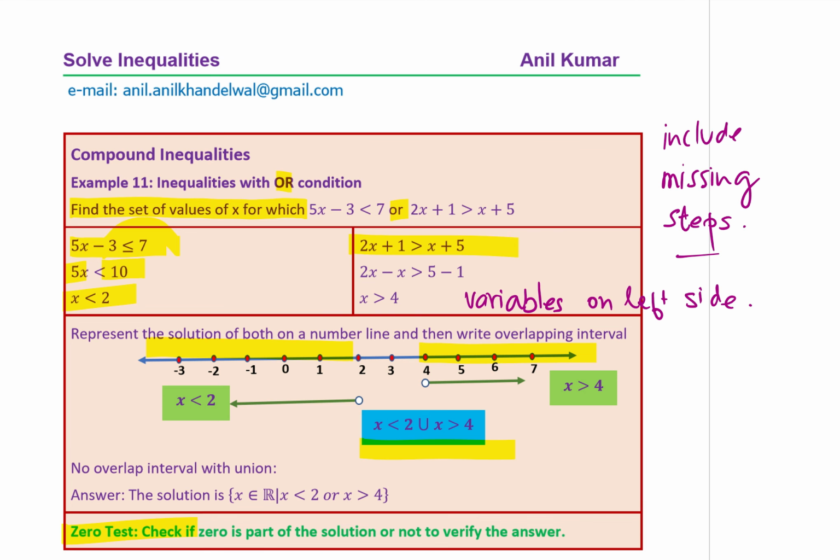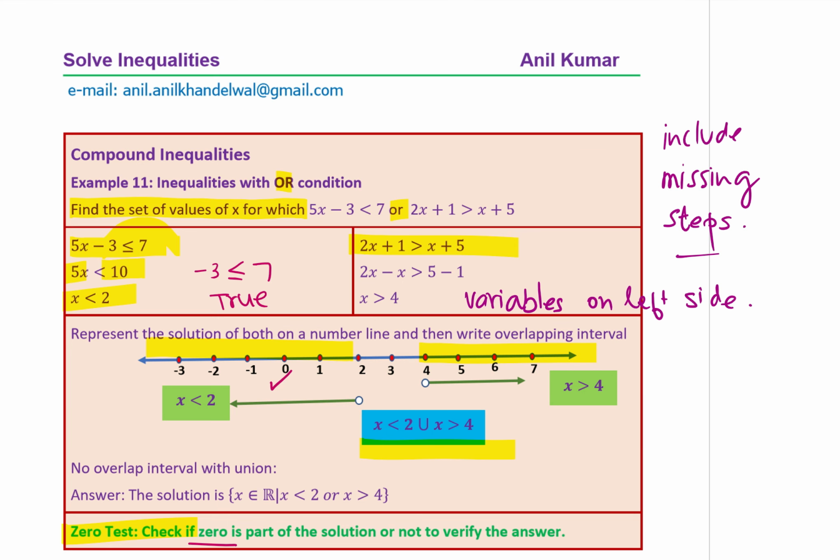You perform the zero test. If I write 0 here, I get minus 3 is less than equal to 7. Yes, that is true. So zero test. So if you perform zero test, you have here minus 3 is less than equal to 7, which is true, and therefore 0 is a part of our solution, as you can see. So that is correct. Perfect. So that is how you should do it.